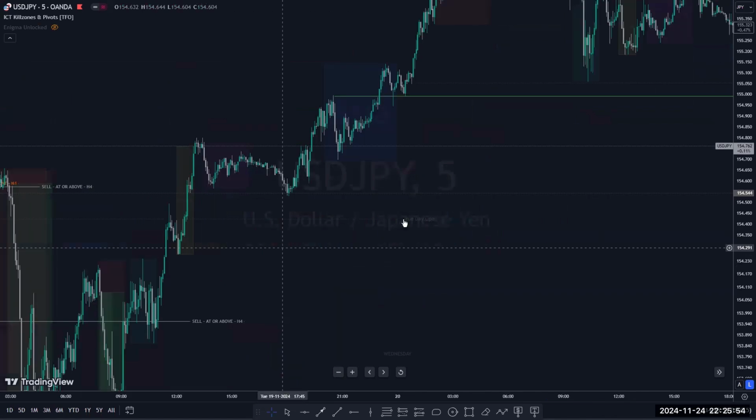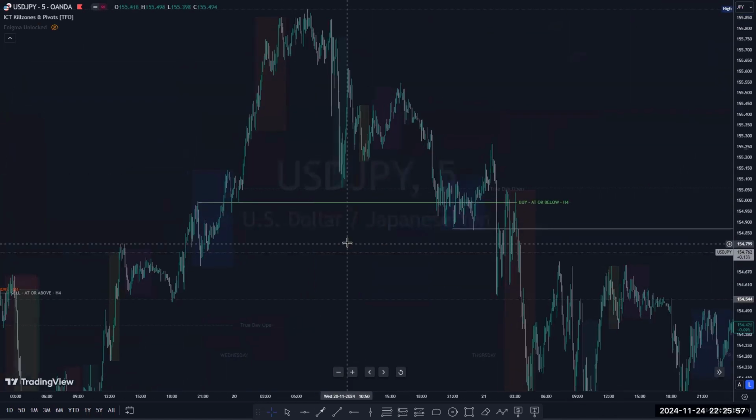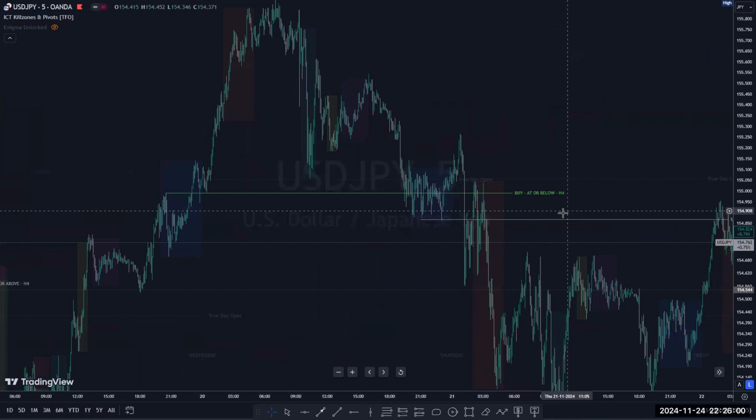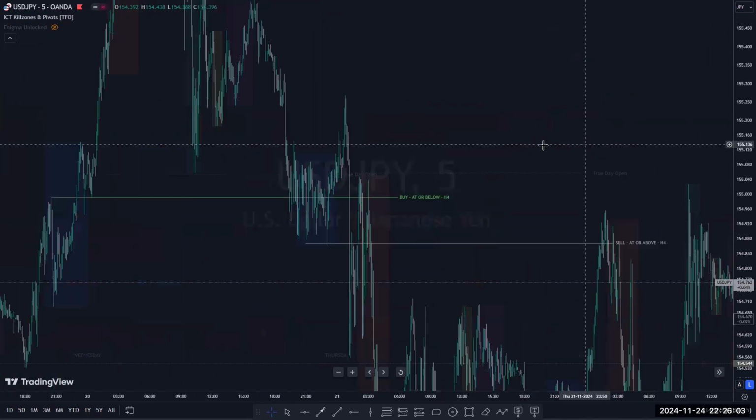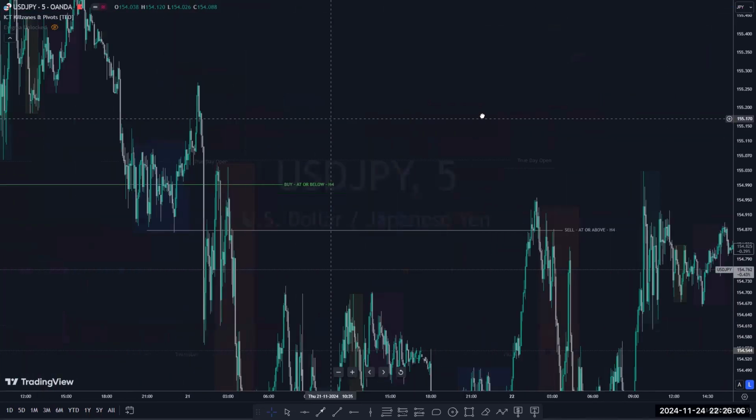Let me see if we have another signal. Okay, we have a signal here. I think this is the 35 pip signal that we had, and this was on the Asian session.